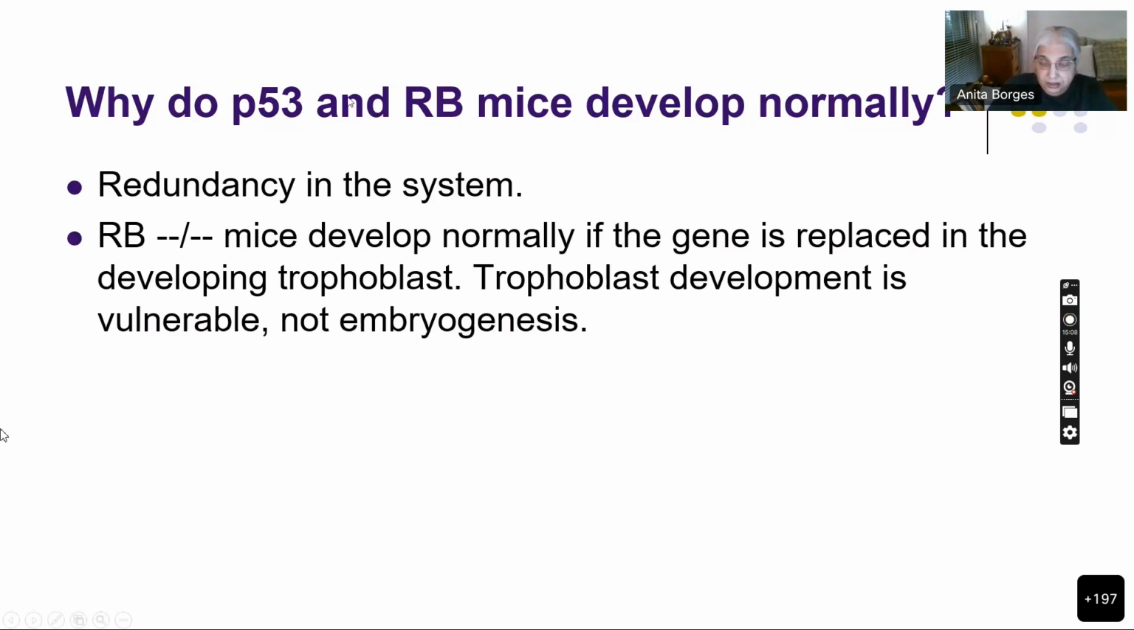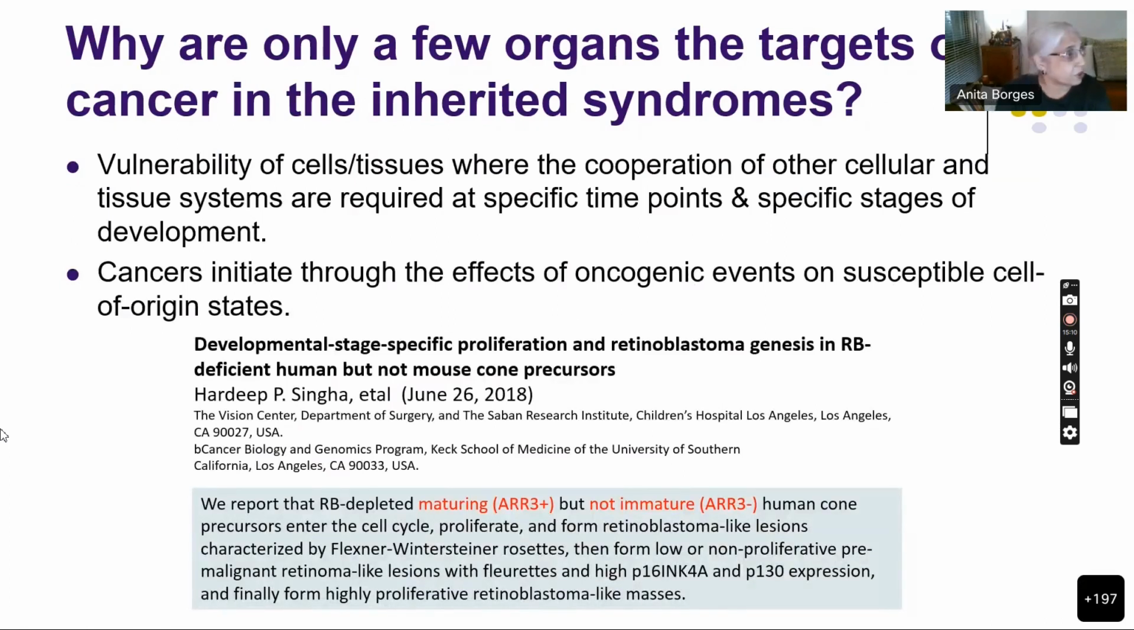Okay, let's go to the next question. All right, and the next question was what? Why are only a few organs the targets of cancer in the inherited syndromes? Anybody knew the answer to that question? I've given the answer here, but did anybody find it out? Yes, anybody? Sriram, did you find the answer to that?